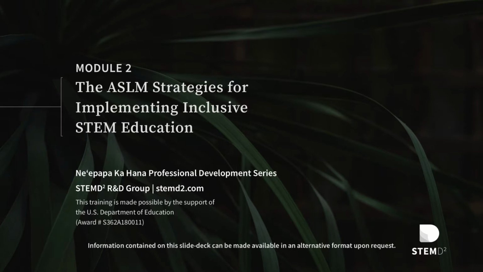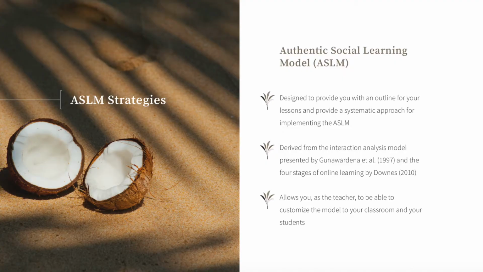This is Module 2, the ASLM Strategies for Implementing Inclusive STEM Education. The ASLM strategies were designed to provide you with an outline for your lessons and provide a systematic approach for implementing the ASLM. The ASLM strategies were derived from the interaction analysis model presented by Gunawardena, 1997, and the 4 stages of online learning by Downs, 2010.